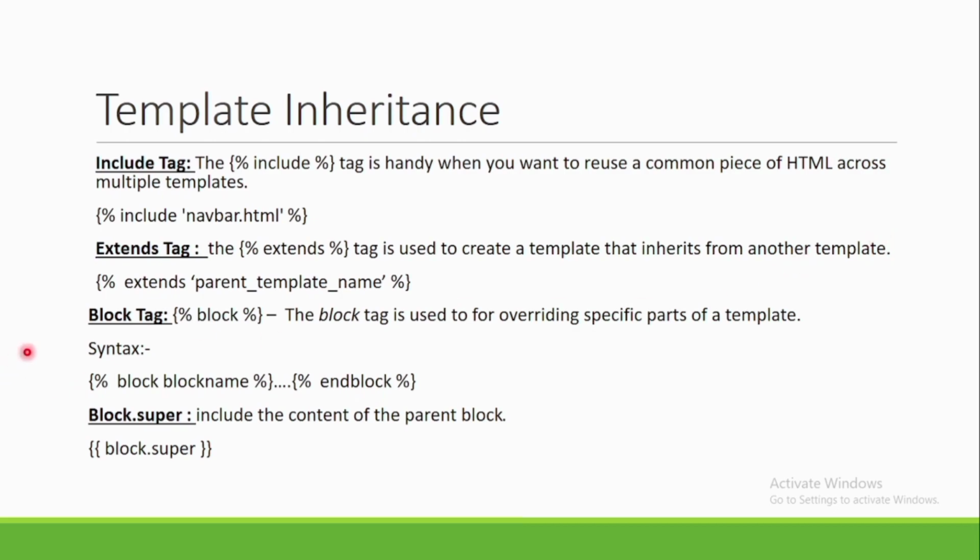Then the block tag. As I have said, in the extend tag, you can change the content of the parent template. To change that content, we use a block tag. With the help of this, we can override a specific part of the template. Then block.super is basically to include the content of the parent block. So if you want to include the content of the parent block, we'll go for this. Now, let us see each and every tag in detail practically so that you can understand what template inheritance is and when to go for which tags.